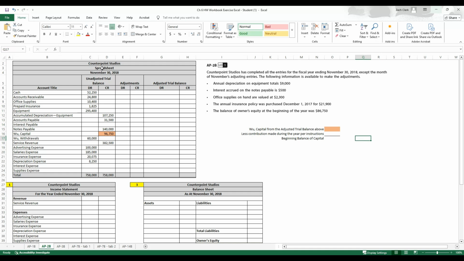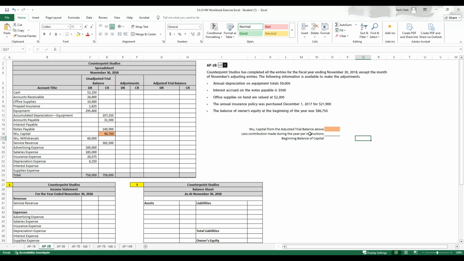But the one thing we're going to do differently, I guess, the addition, I should say, is we're going to be preparing the adjusted trial balance, whereas AP1B already had the adjusted trial balance ready for us. And we're going to do that through the completion of our adjusting entries spreadsheet here. Okay, and it tells us all of the adjustments that we need to make here.